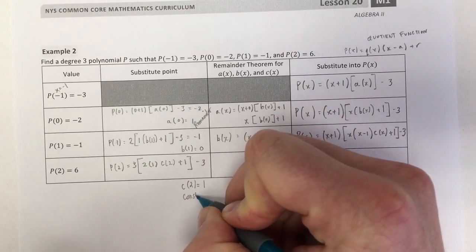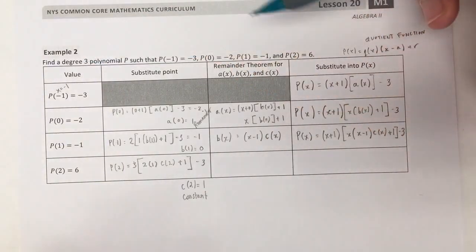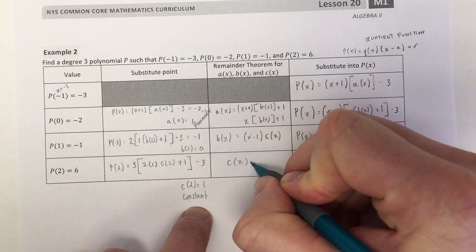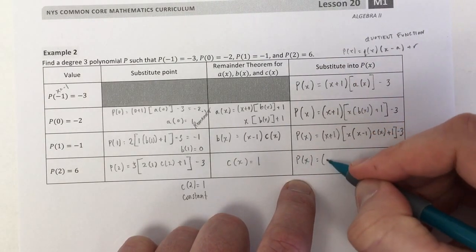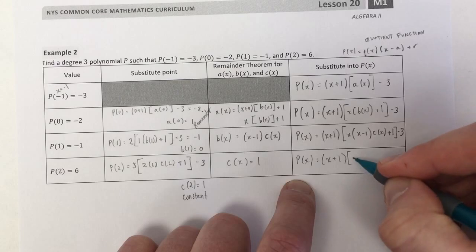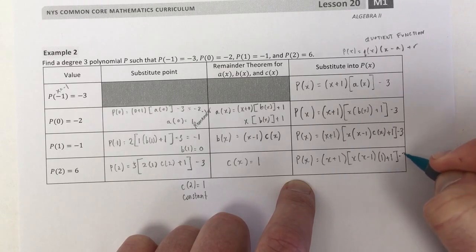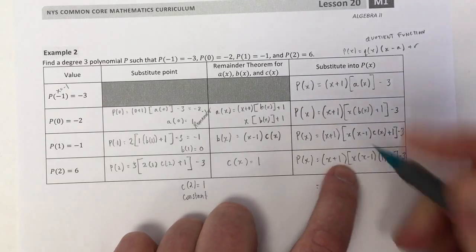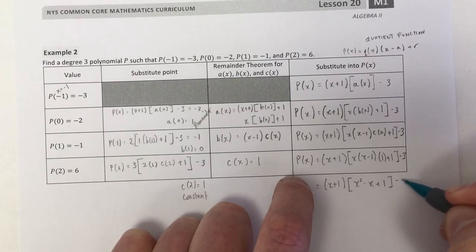This is our constant. So I took my 1, 2, 3, 4 points, third-degree polynomial. I divided it each time by a linear, and eventually you get down to the constant. So now I can rewrite this as c of x is the constant 1. And now I put this in my polynomial function. p of x is x plus 1, x minus 1 times 1 plus 1, minus 3. So we'll simplify this, x plus 1. This gives me x squared minus x plus 1, minus 3.